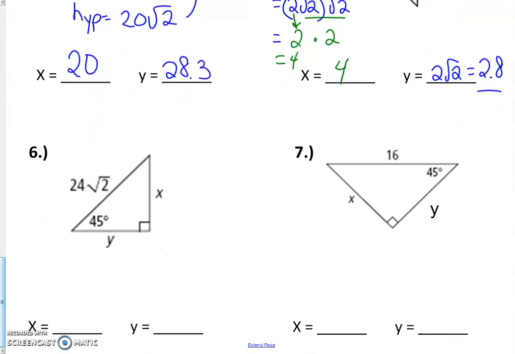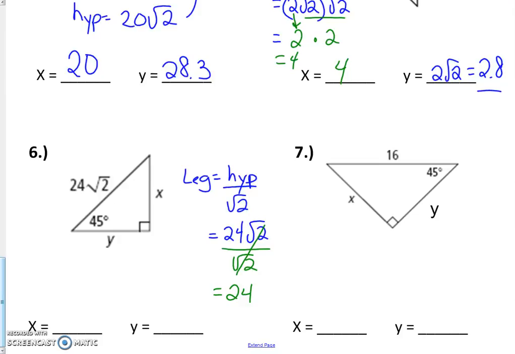Problem number 6. This time I'm given the hypotenuse, and I'm going to try to find the leg. So the leg is equal to the hypotenuse divided by the square root of 2. My hypotenuse is 24 square root of 2, and I'm dividing by square root of 2. You can do it on the calculator, or the square root of 2's just cancel, and so that means my legs are both equal to 24. It's a 45, 45 right triangle. Those legs are always equal.